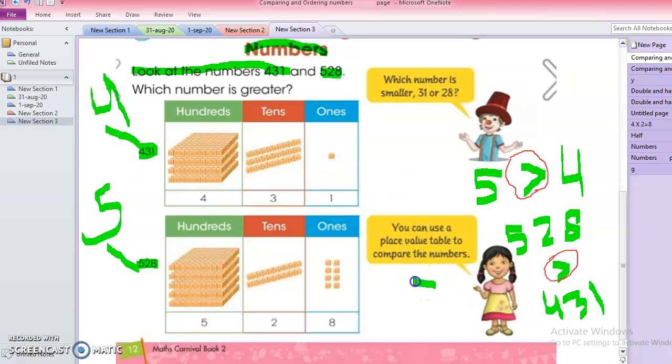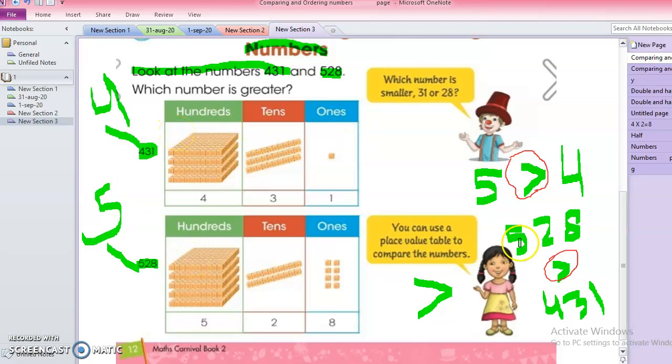This is the sign of greater than. This mouth should be opened on the greater side. Like 5 is greater than 4, so I write 5 greater than 4, the mouth open in front of 5. So when 5 is greater than 4, you will say 528 is greater than 431, because here we have 500s and here we have 400.